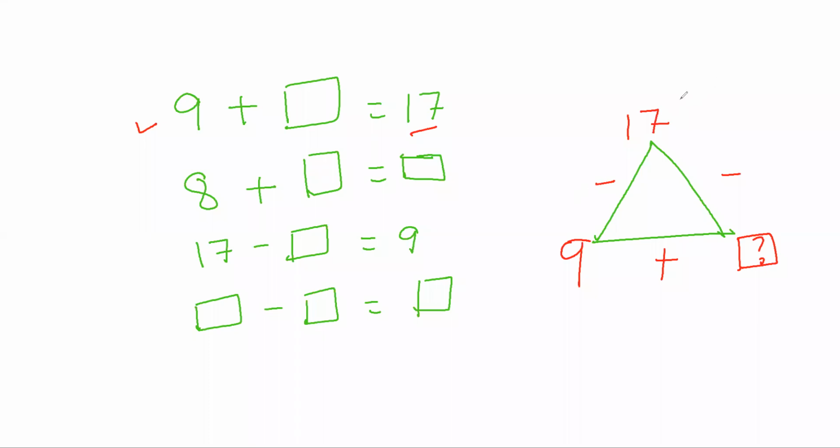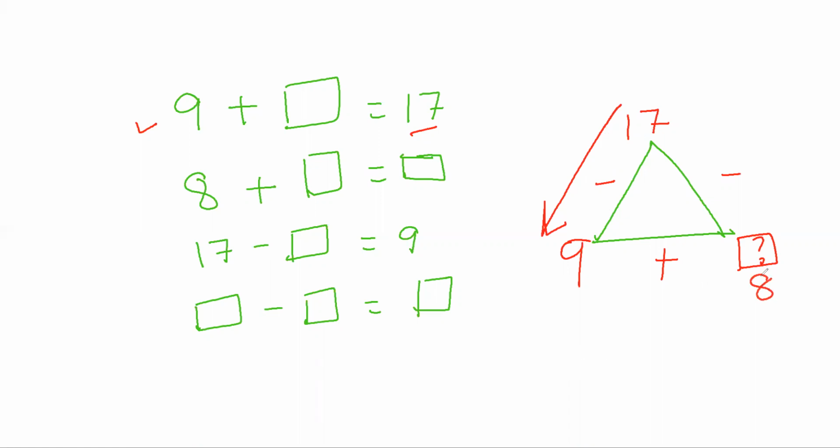Now in this triangle, my two numbers are complete and I have to calculate the third number. So I will take the side of the triangle where my two numbers are given. My two numbers are given on this side. I will do 17 minus 9. Why 17 minus 9? Because on the sides of the triangle we work from top to bottom. So I will calculate 17 minus 9, which is 8.